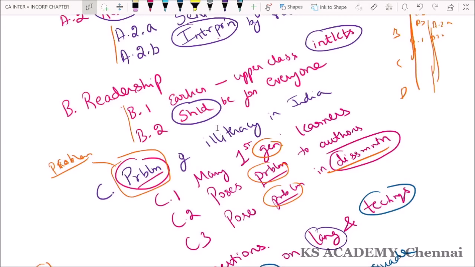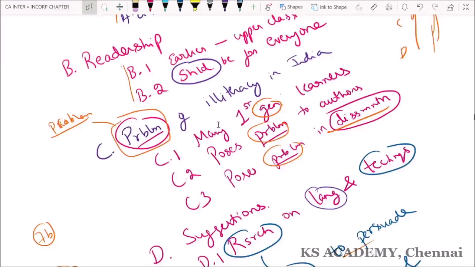So readership, earlier it was only for upper class intellectuals. So I have made a short form of intellectuals. Then it should be for everyone. Third one, problem of illiteracy. I told you in the subheading, generally don't make the short form. Generally try to avoid. Problem of illiteracy in India. Many first generation learners, gen is generation, poses problem to authors. Poses problem in dissemination of information.